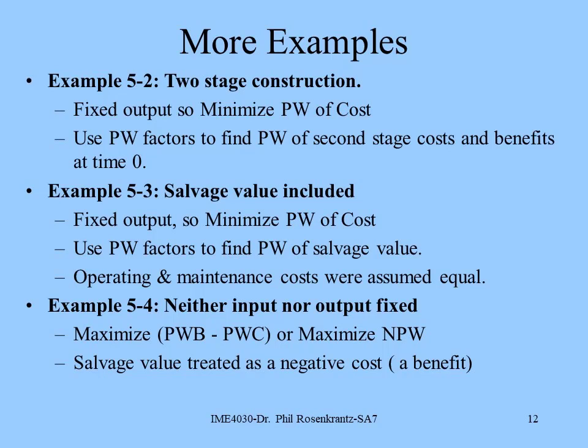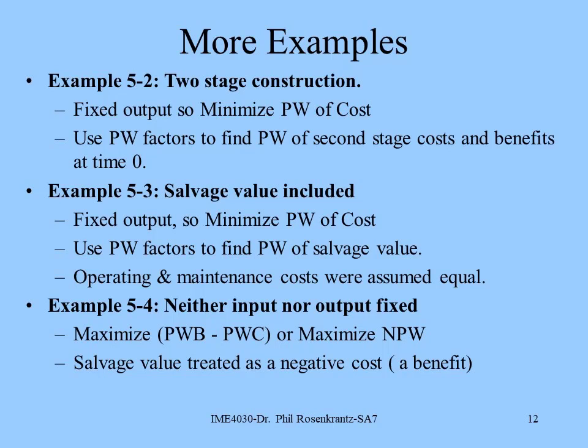Example 5.3 is a situation where now we have salvage value included. It's a fixed output situation, so we want to minimize the present worth of cost. And we use the present worth factors to find the present worth of salvage values. And the salvage value is a negative cost or a benefit. It depends on how you want to look at it.